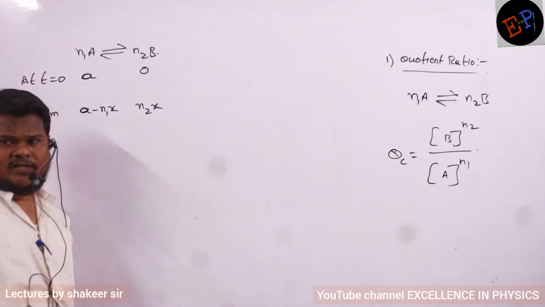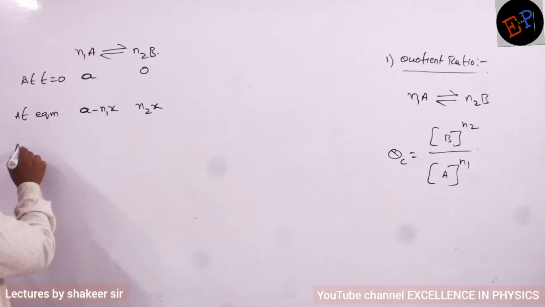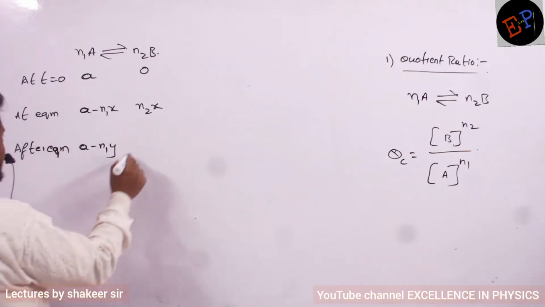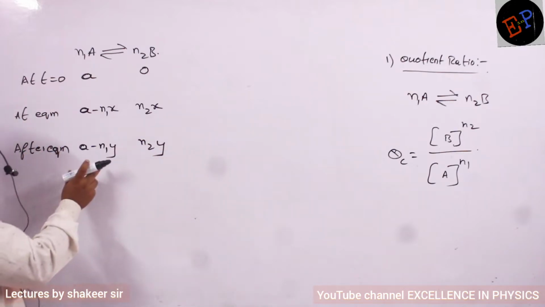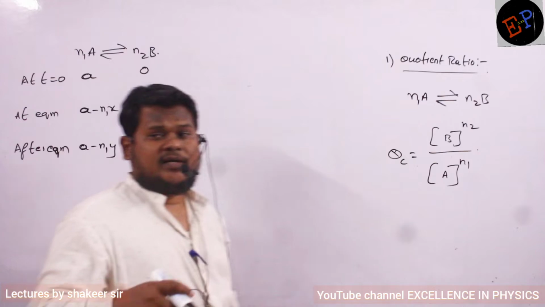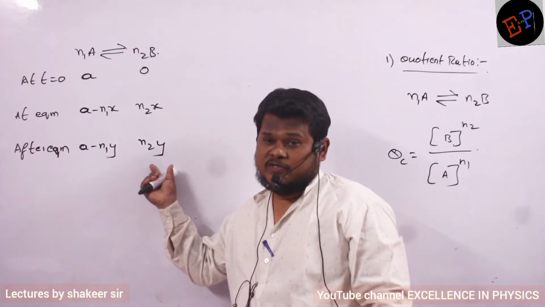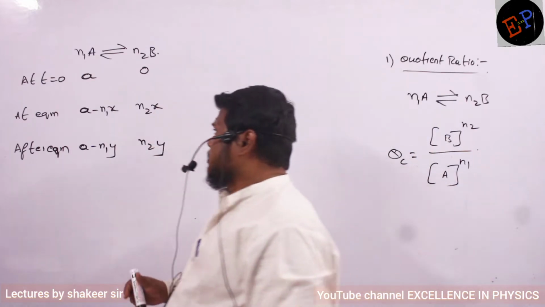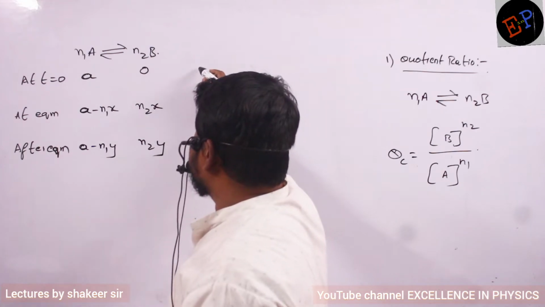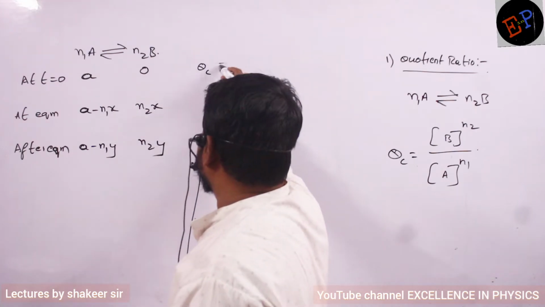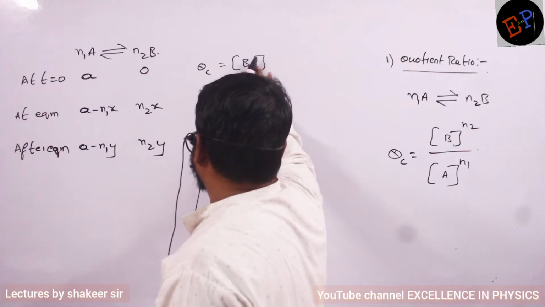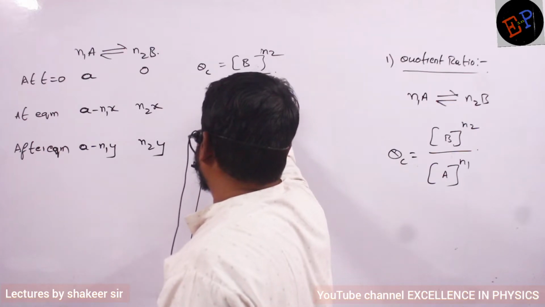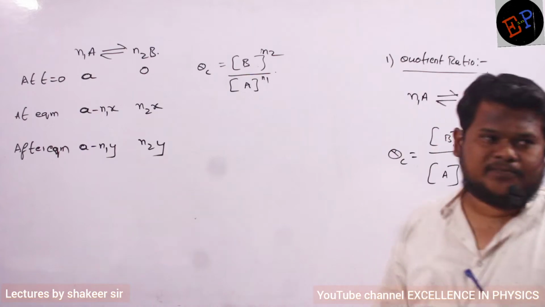And after equilibrium also reaction will continue, no? So after equilibrium, I can write a minus n1y, and here I can write n2y. So after equilibrium, n1y moles of reactant has disintegrated, and n2y moles of product has formed. This is what will happen, no? Do you remember this process? Now here, at t equal to 0, how can I write a quotient ratio? Same. So concentration of products to its stoichiometric coefficient divided by concentration of reactants to the power of its stoichiometric coefficient.